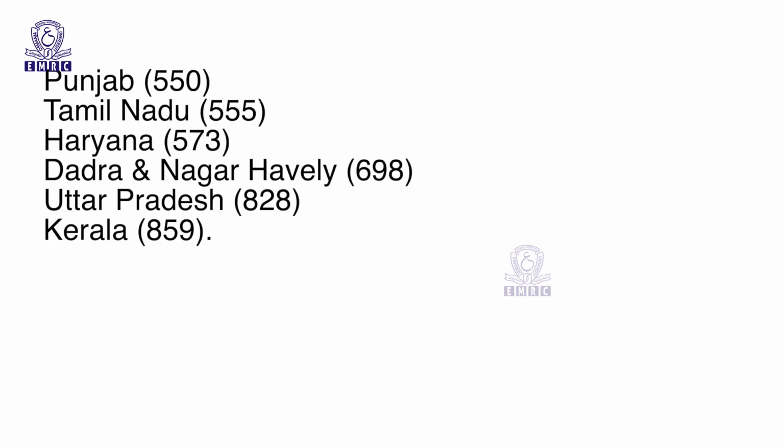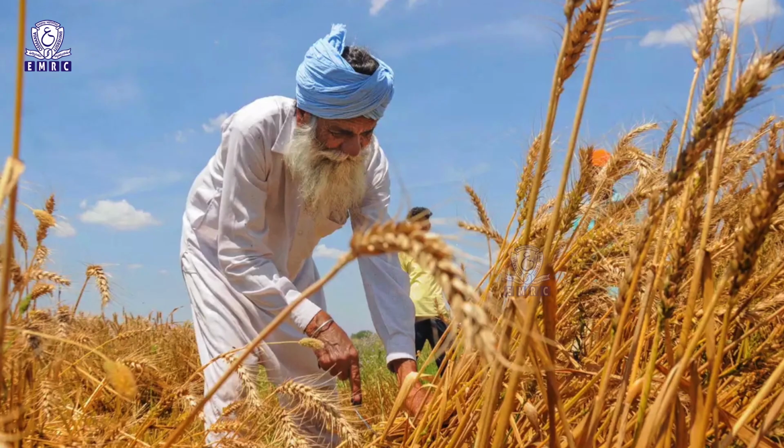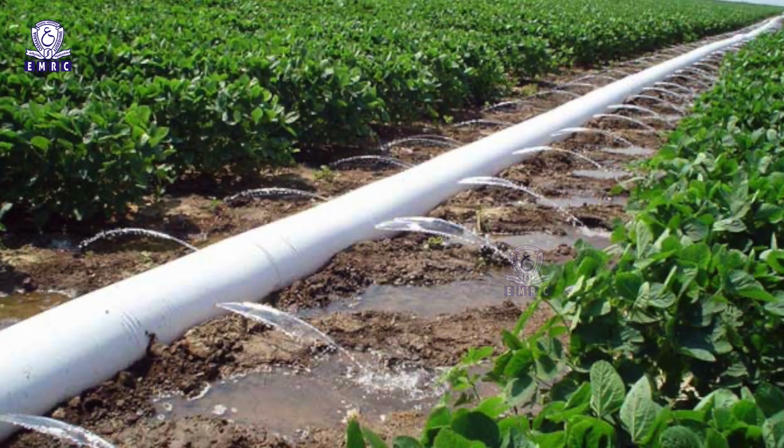Now let's look at the areas of high density. These are areas having a population density of 501 to 1000 persons per square kilometer. States and union territories included in this category are Punjab, Tamil Nadu, Haryana, Dadra and Nagar Haveli, Uttar Pradesh, and Kerala. Punjab and Haryana have highly developed agriculture based on heavy inputs in the form of high yielding varieties of seeds, chemical fertilizers and canal and tube well irrigation.